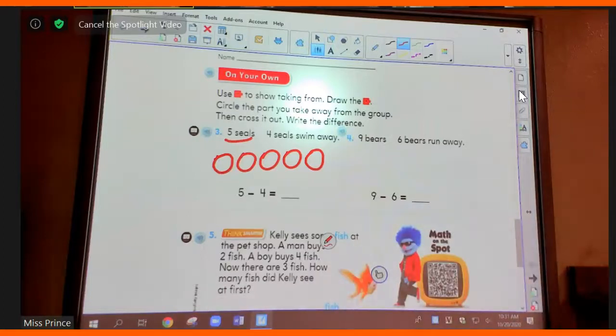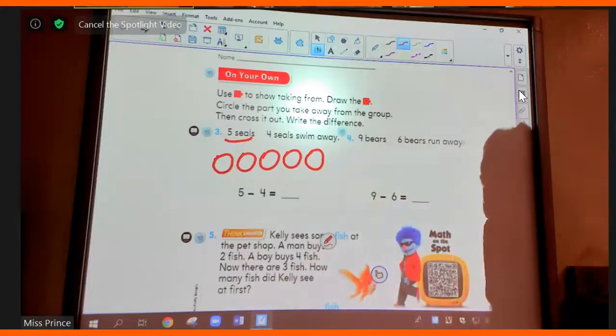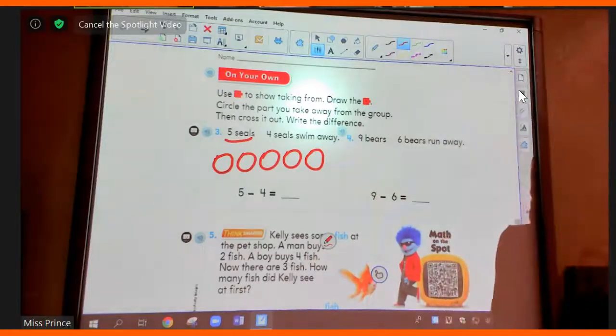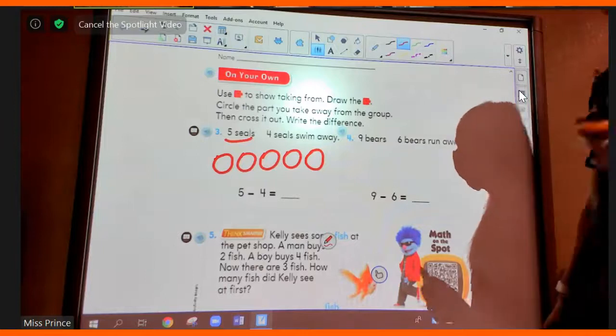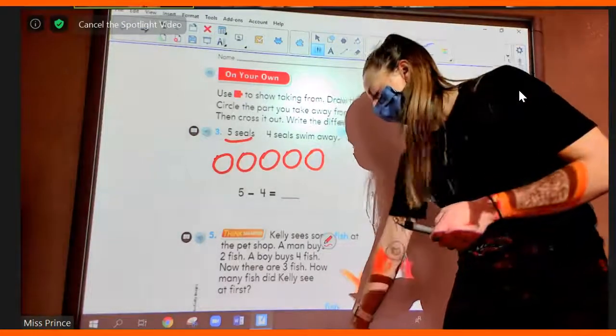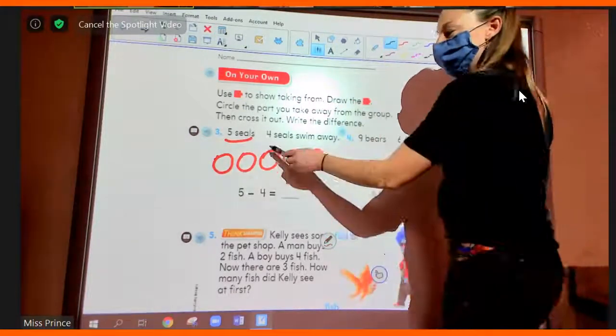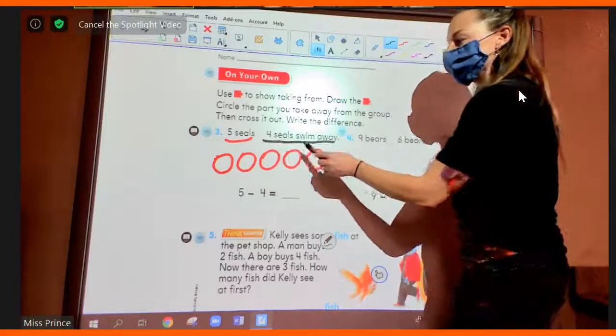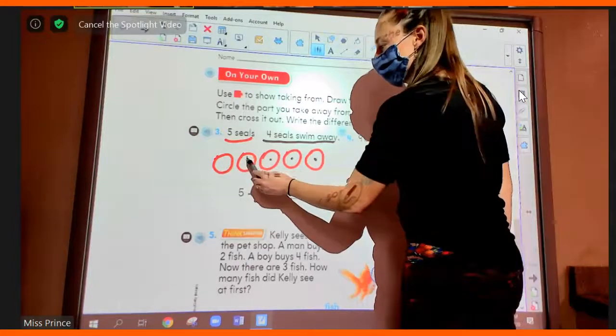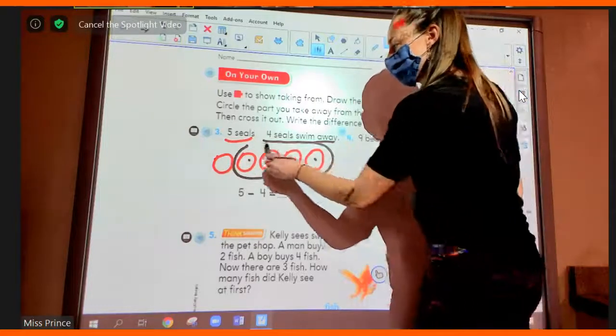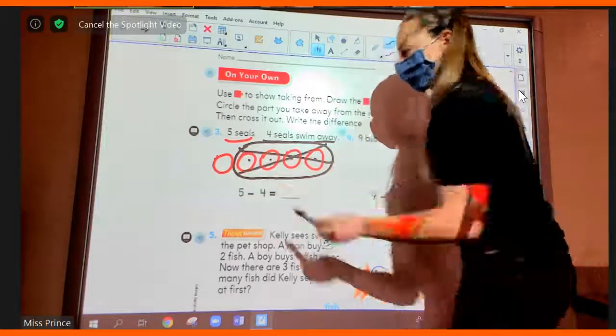Alakai, 4 seals swam away. So how many am I getting rid of? 4. Oh, this is for Alakai. Make sure you're listening, Xander. 4. Good job. 4 seals swim away. So 1, 2, 3, 4. I'm getting rid of those 4.